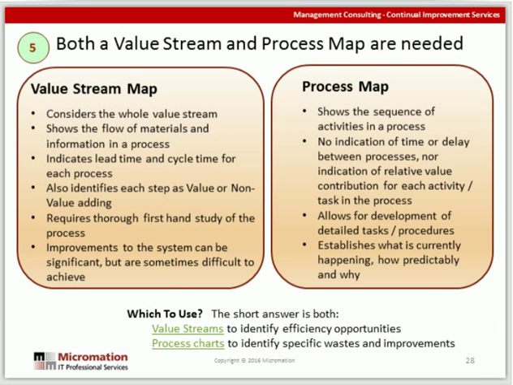And this chart just really shows you some of the examples of why you need a value stream map, so things like looking at the big picture, looking at lead time, and why you need the process map, which is because you need to understand the actual sequencing in a way that allows you to build the detailed tasks and procedures that go under it. So both are needed if you're going to be successful.